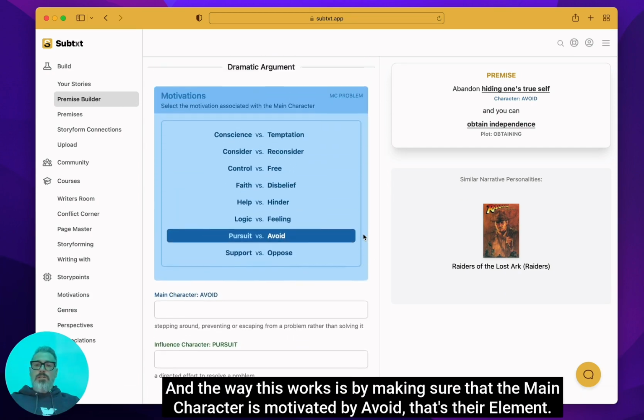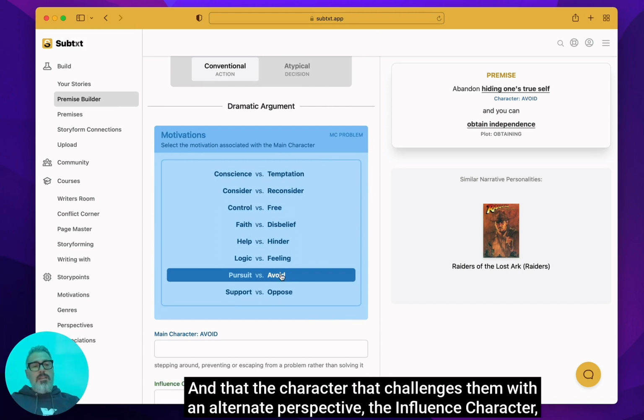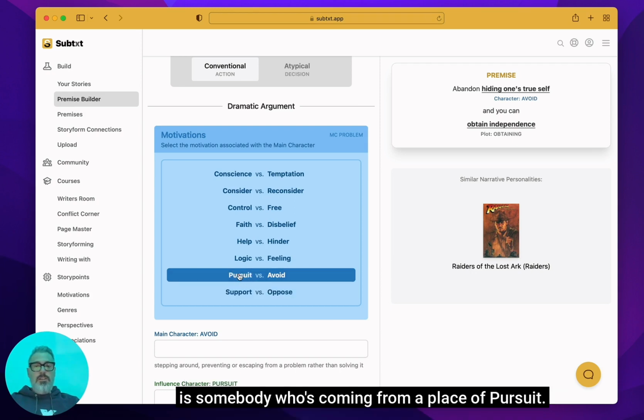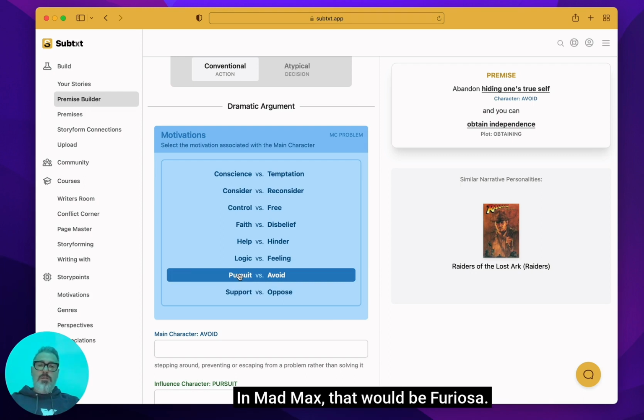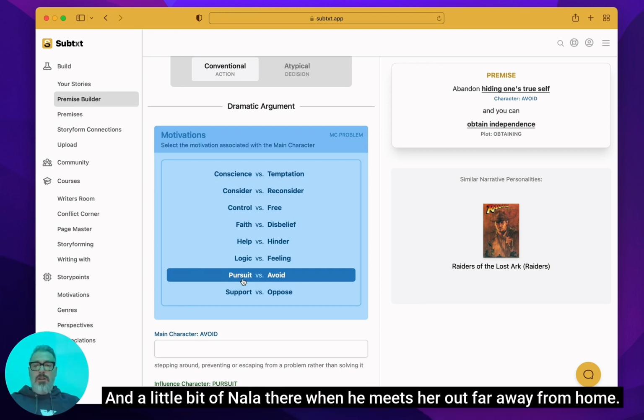And the way this works is by making sure that the main character is motivated by avoid, that's their element, and that the character that challenges them with an alternate perspective, the influence character, is somebody who's coming from a place of pursuit. In Mad Max, that would be Furiosa. She's obviously motivated by pursuit. And in Lion King, it's both his father and Rafiki who are motivating him by pursuit, and a little bit of Nala there when he meets her far away from home.